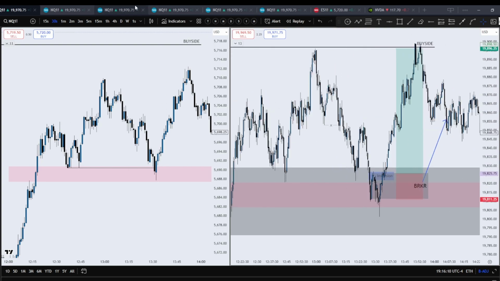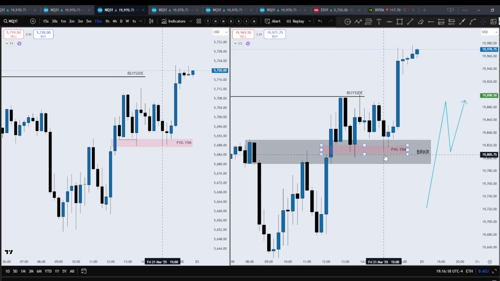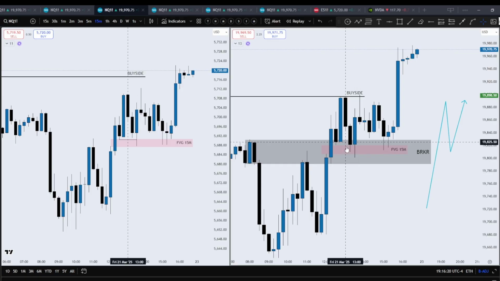Now, I was able to frame this trade pretty much after we reject this high. If we do reject it, I'm going to look at the next support, which is inside this 15-minute breaker as well as the unicorn. This is basically the entry here. The entry is not the low time frame play.